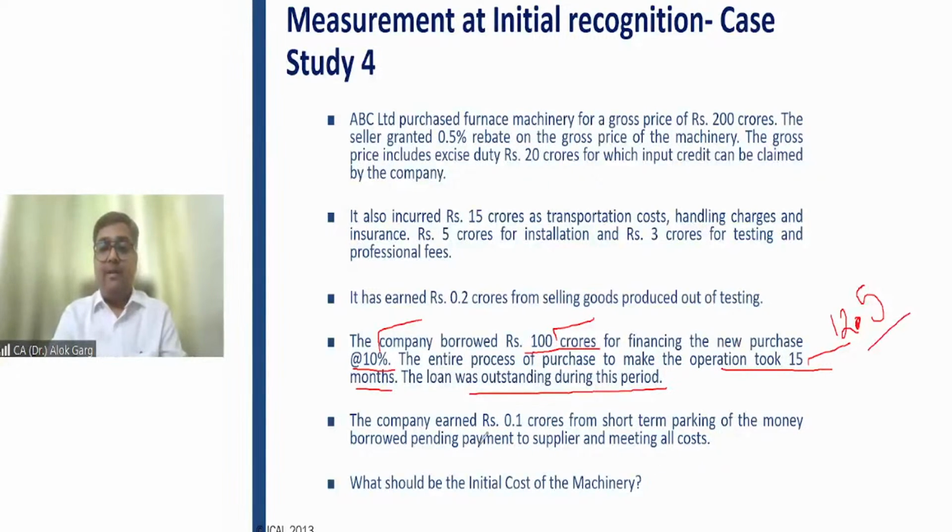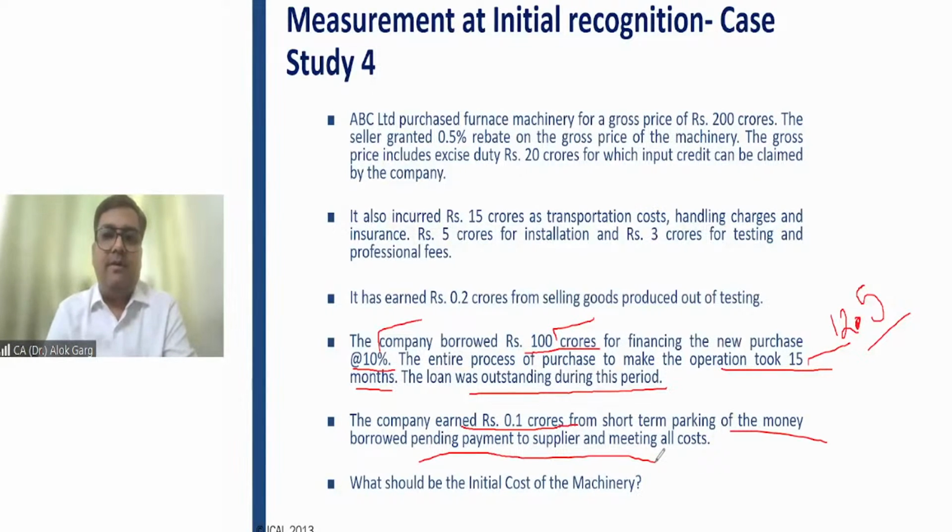12.5 crore. Then it says that the company earned a temporary income of 0.1 crore from short-term parking of the money borrowed, pending payment to the supplier and meeting all costs. You remember in Index 23, I talked about two concepts, specific borrowing and general borrowing. If there is a specific borrowing, then it is the actual borrowing cost minus temporary income from the idle funds. So 12.5 crore is the borrowing cost, but the 0.1 crore the company is receiving has to be reduced from the borrowing cost, right?